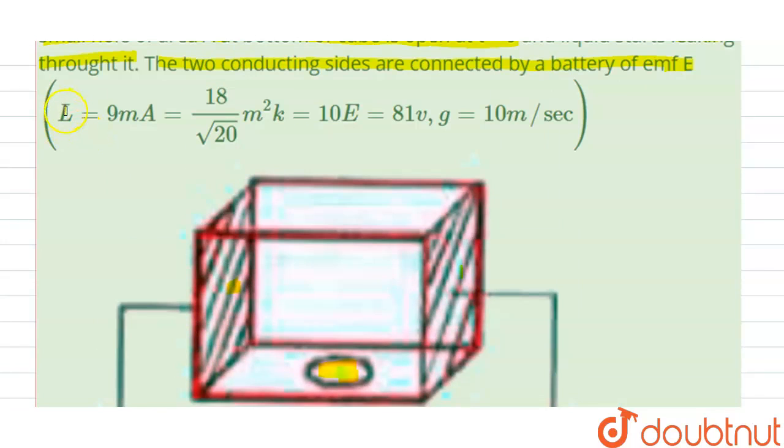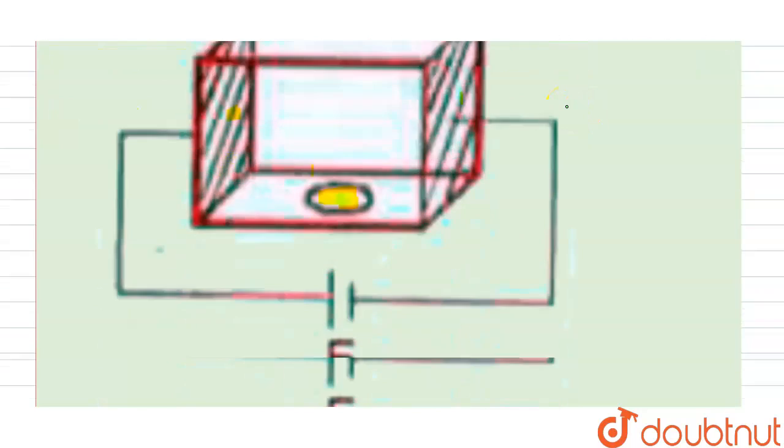Here the length is given as 9 meter, the small area A is given as root over 20 meter square, the dielectric constant is 10, the potential difference E is 81 volt, and g is 10 meter per second square, the acceleration due to gravity, right?